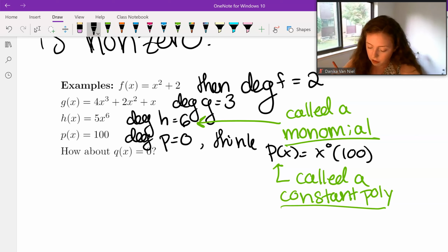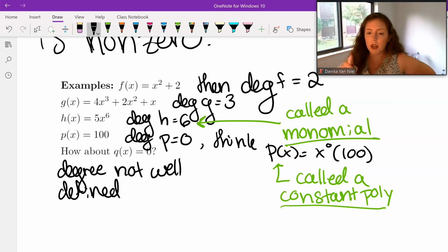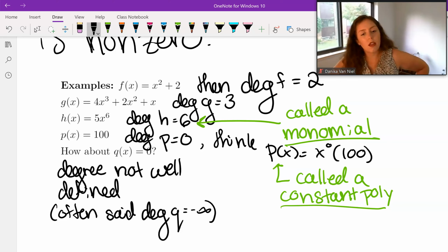So what about if I said q of x equals 0? Well, that's weird. So note that the coefficient is 0 for every single term of x. So the degree is not well defined, right? So I can't say, well, x to the 0 defines my degree because that coefficient is 0. So we just say that degree is not well defined, but sometimes people will say the degree is negative infinity. So for this class, we'll just say that it's not well defined.